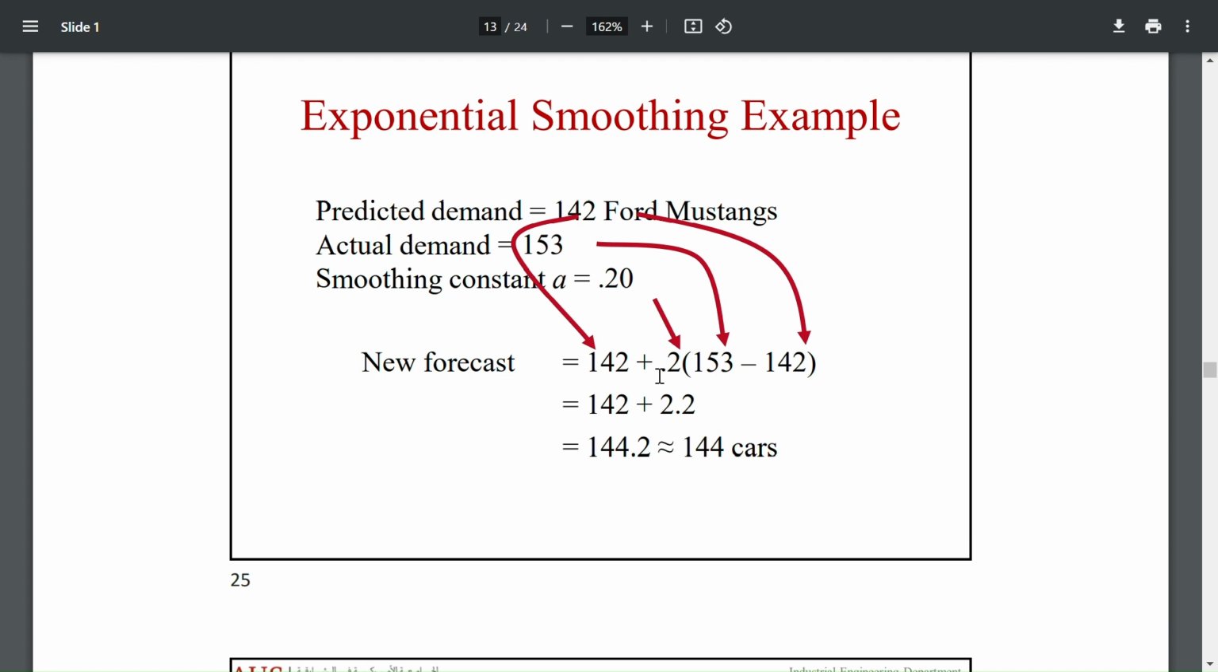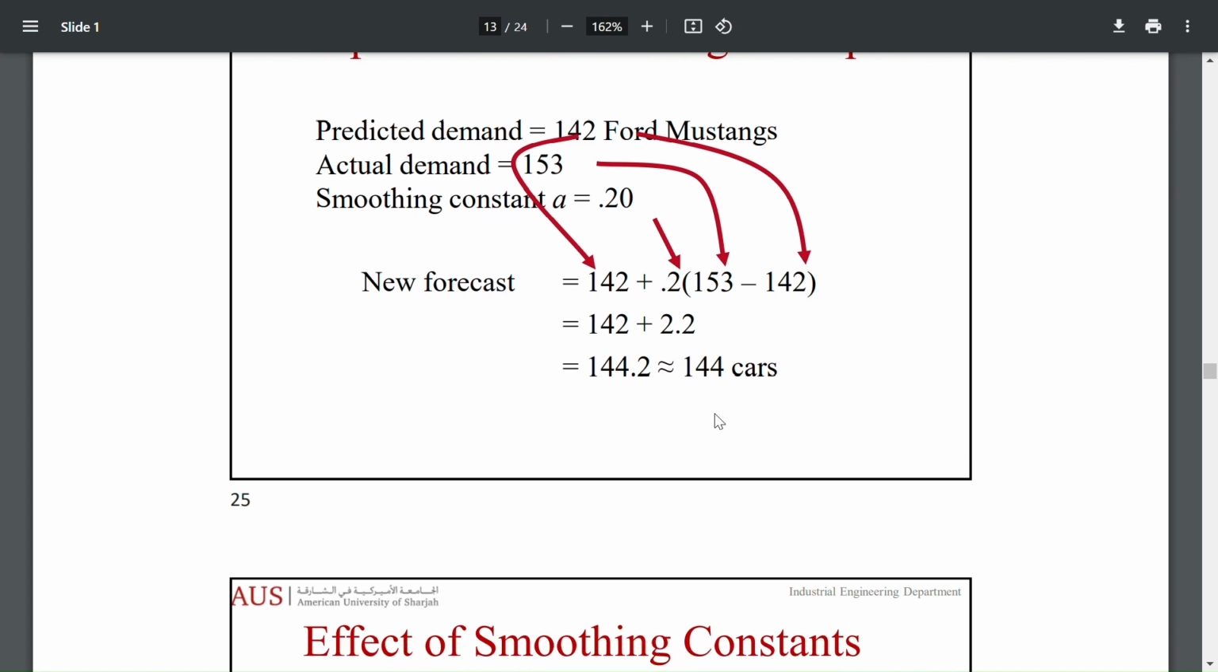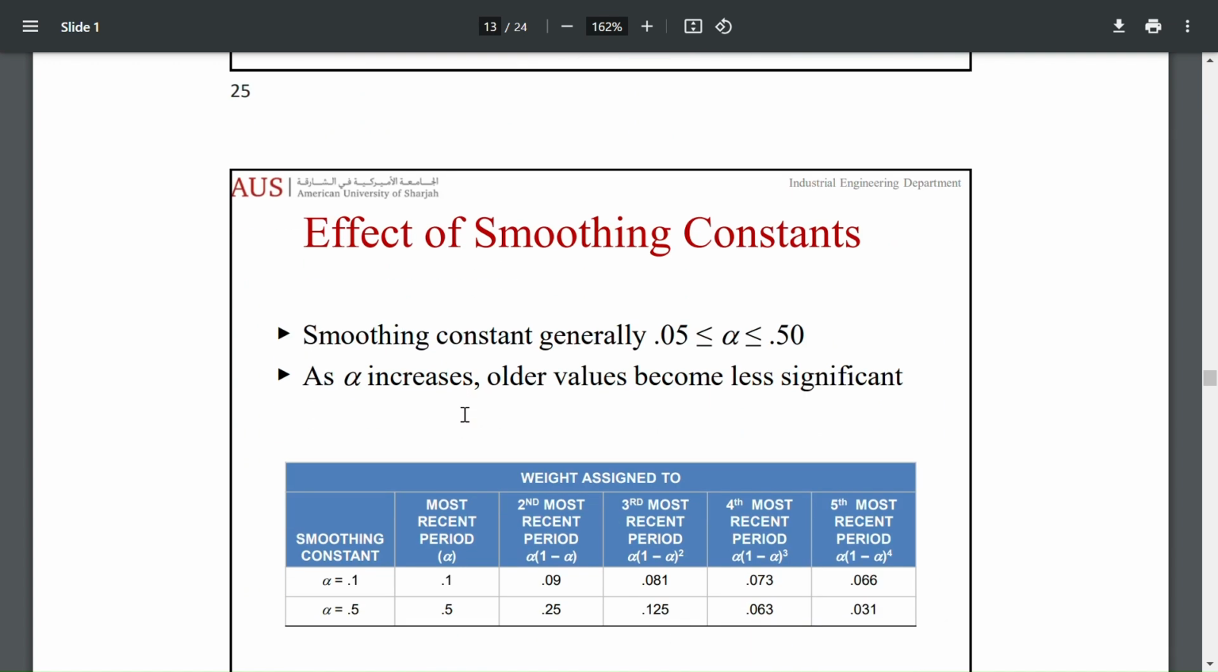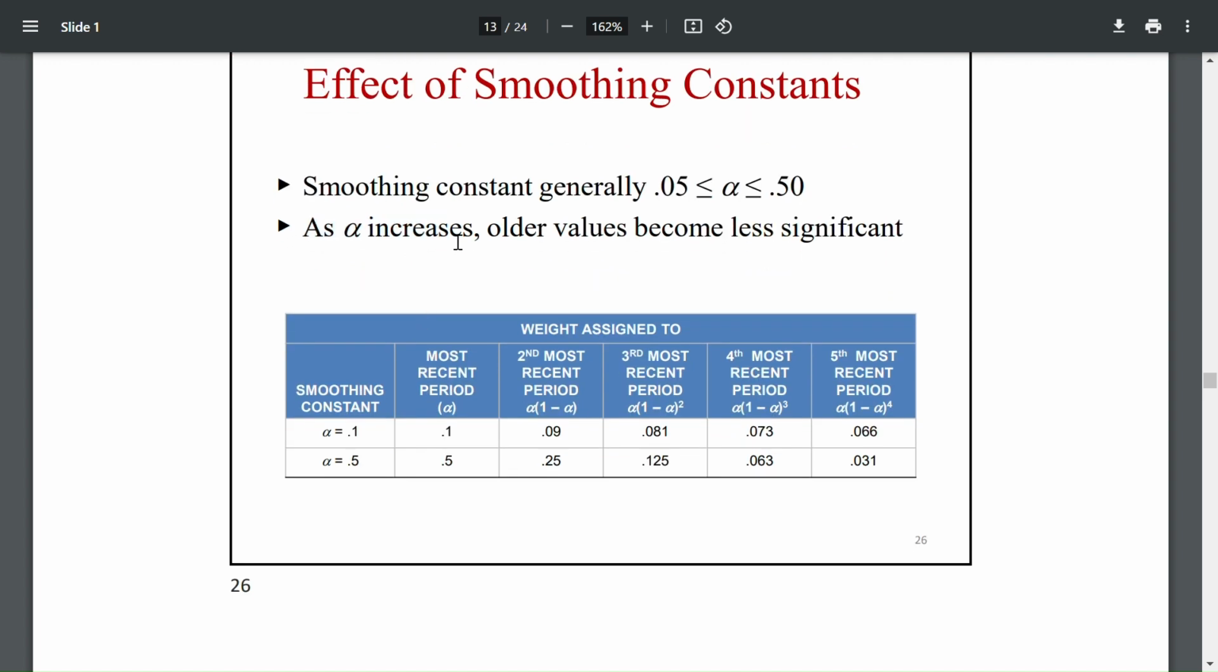It can also be negative depending on the predicted demand and the actual demand. So 142 plus 2.2 is going to give us approximately 144 cars. So that's how we have calculated. And there are effects of smoothing constants. They are different. Not all smoothing constants give the same forecast. A smoothing constant generally ranges between 0.05 and 0.50. And as alpha, the smoothing constant, increases, the older values become less significant.